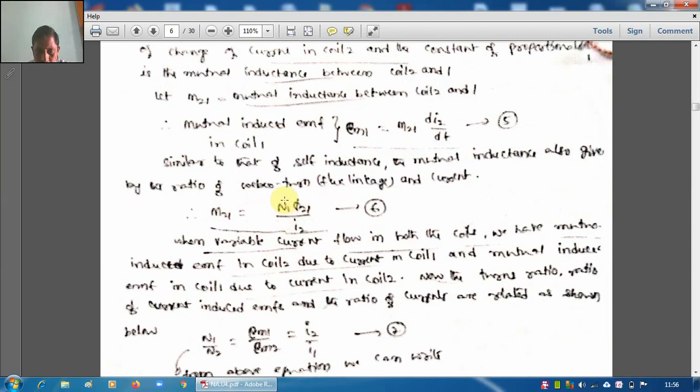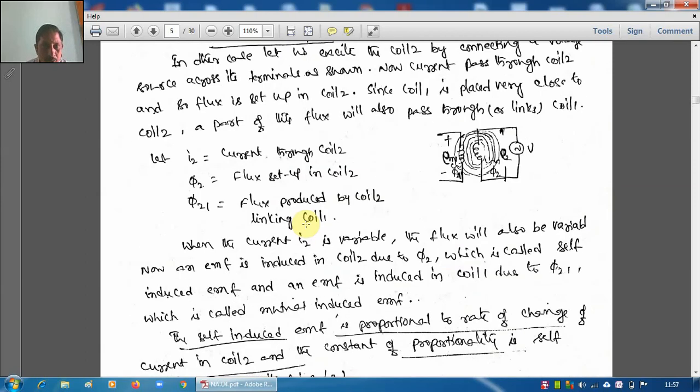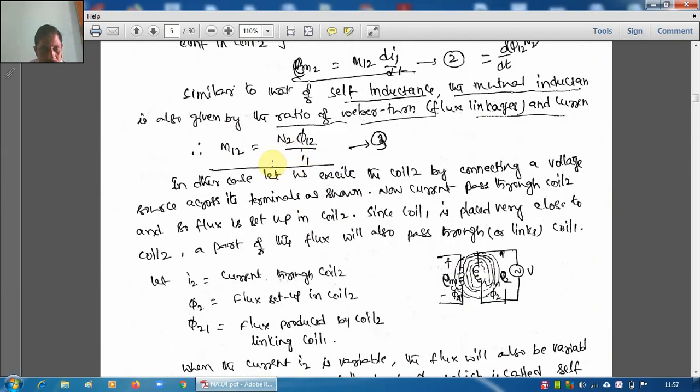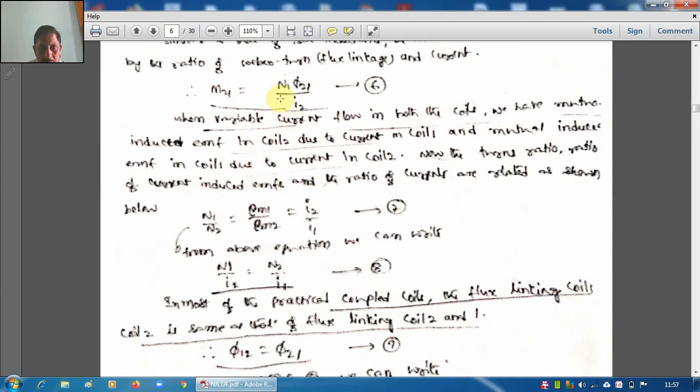Now EMF is induced in coil 1, so therefore N1, and this EMF is due to some amount of flux of coil 2, designated as phi 21. So the product is N1 phi 21, and this flux is due to current in the second coil, which is why I2 is coming. So this is the mutual induced EMF from 2 to 1. This is M12. In a similar manner, this is M21.